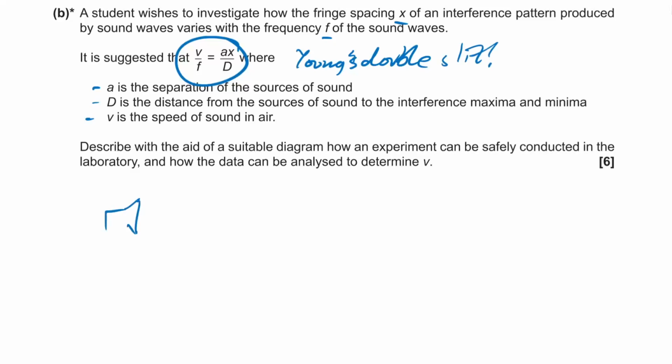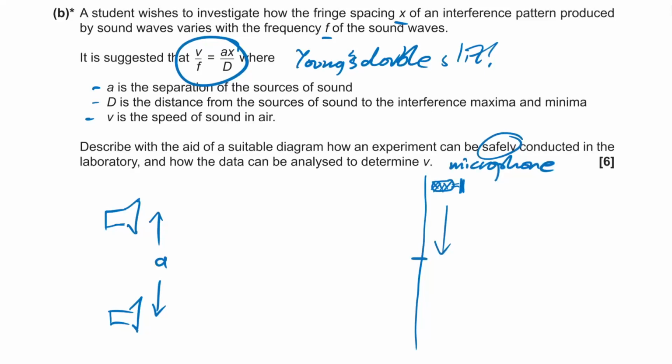So what we can do is have 2 speakers. We have our separation there, the centers of those. We're going to have the line along which our microphone is going to be moved. So we know the Young's double slit equation, w is equal to lambda D over s. In this case, we're replacing the letters, or some of them anyway. So we have instead x is equal to lambda D over a. And so we can say that, swapping this around, therefore lambda is equal to ax over D.